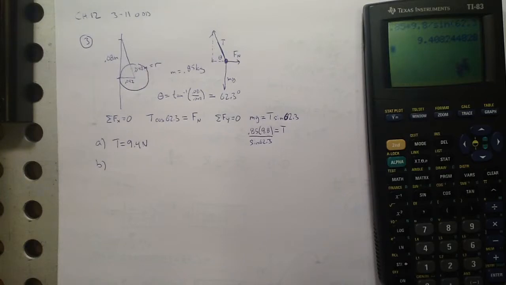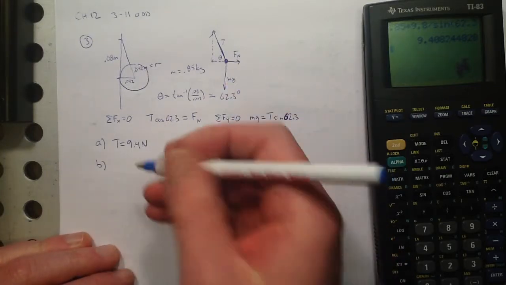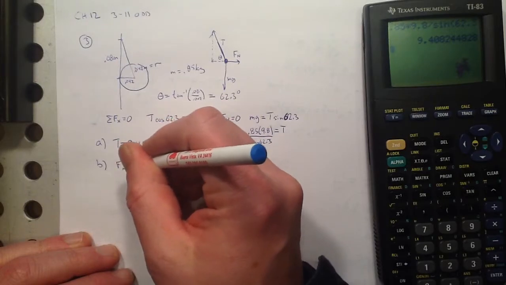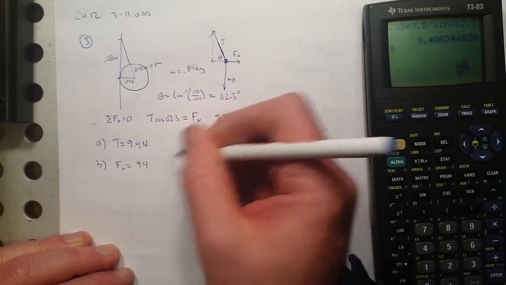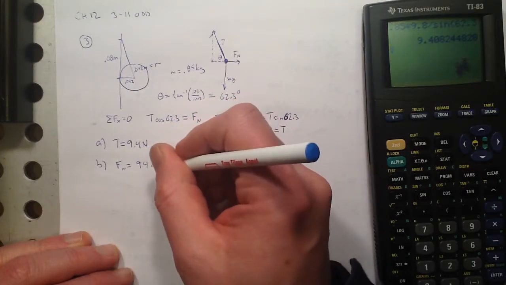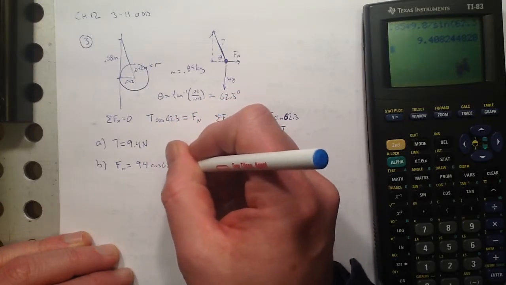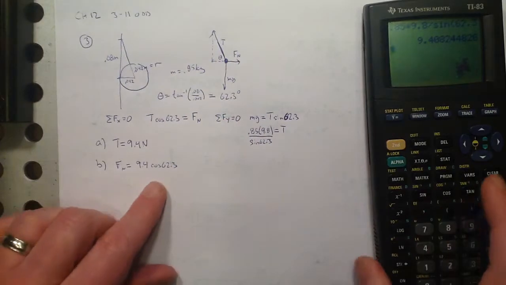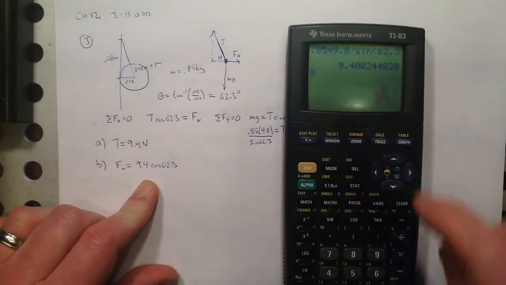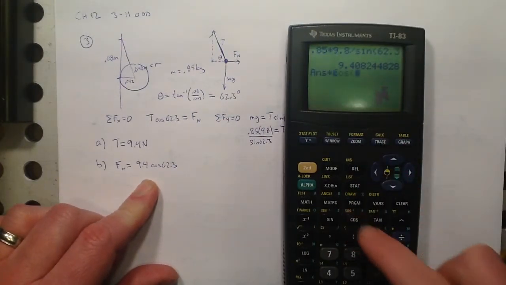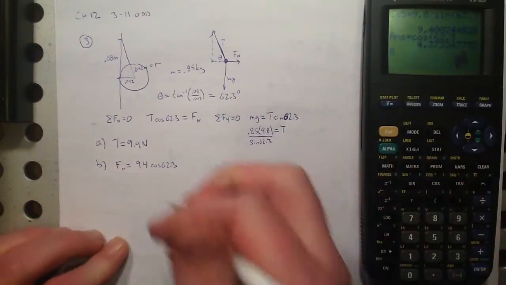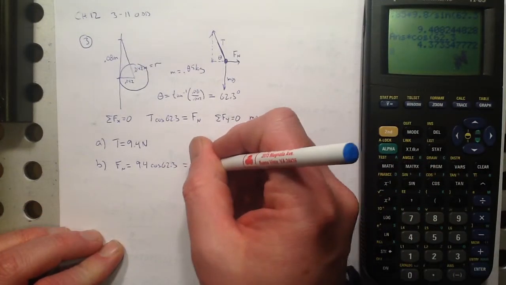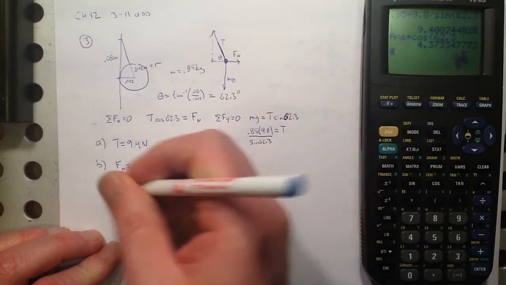And in B, they want to know what is the normal force. And I've got an equation here. So the normal force is the tension in the cord, the horizontal component of that, which is T cosine 62.3. So it's this times the cosine of 62.3. And that's about 4.4 newtons. And that's all there is to that.